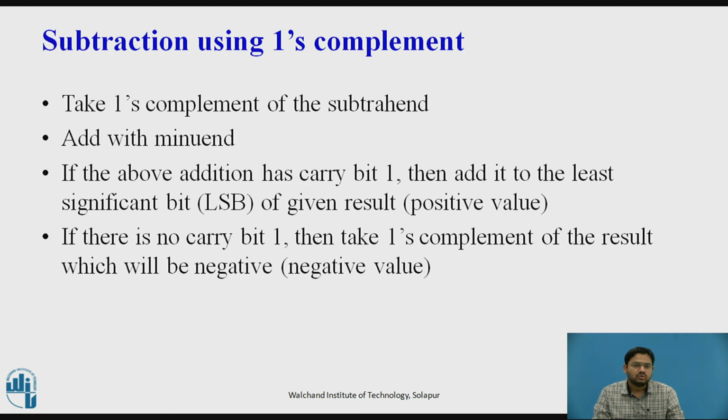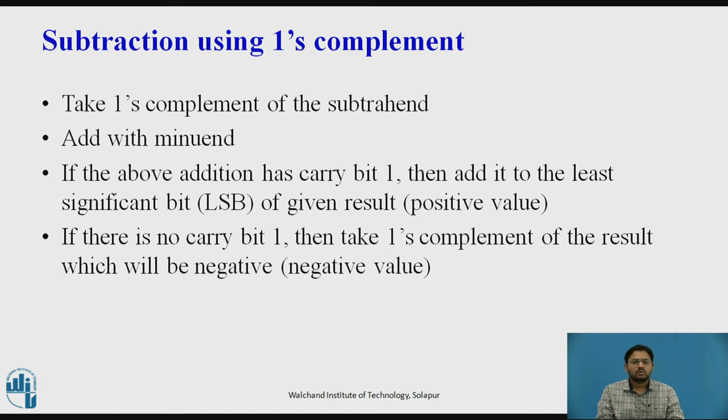What you have to do is take a ones complement of the subtrahend. Subtrahend means the number which gets subtracted. You then add it to the minuend, the number from which it is subtracted. So first take the ones complement, add it with the minuend, and if in this addition there is a carry, that suggests that the result is positive.